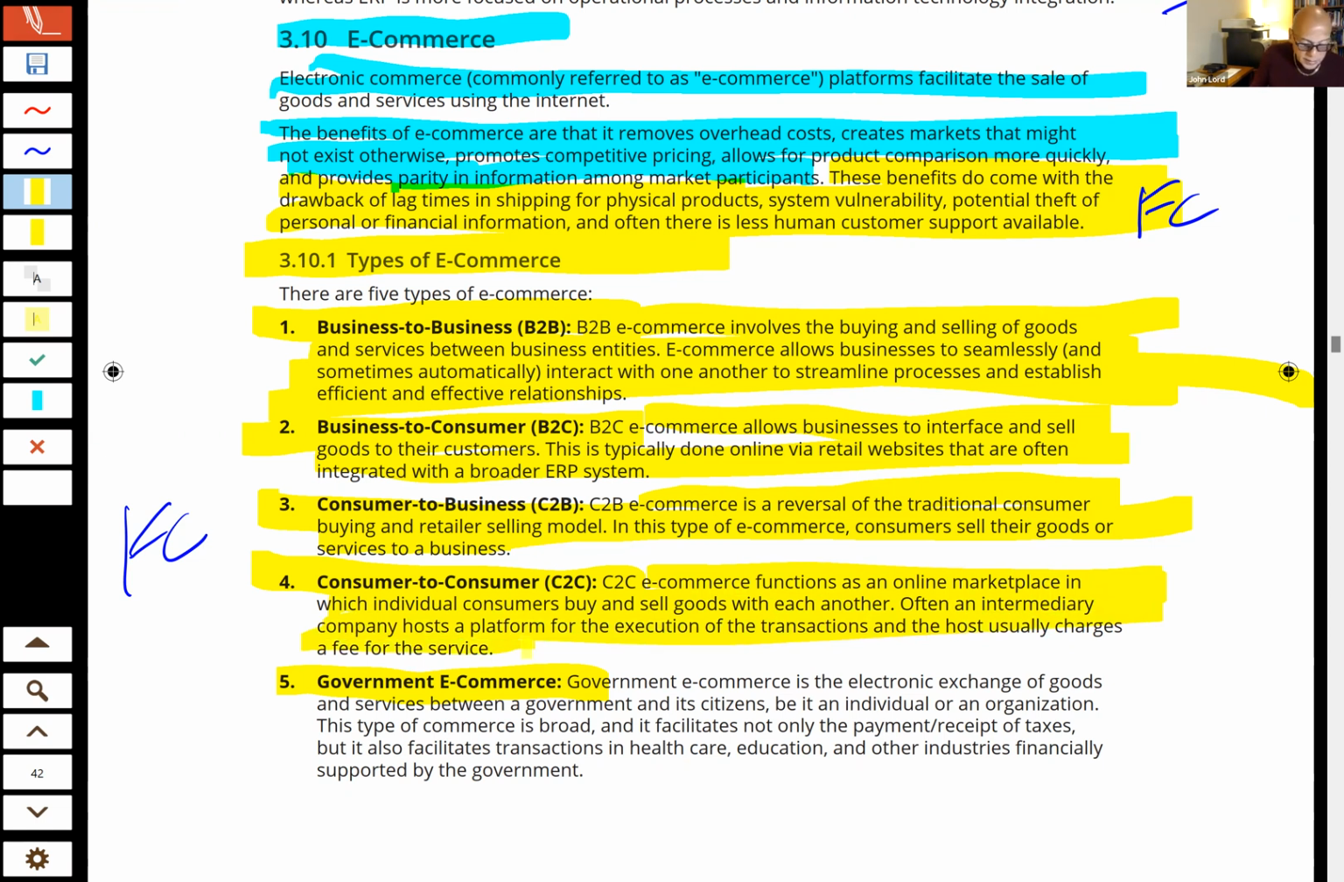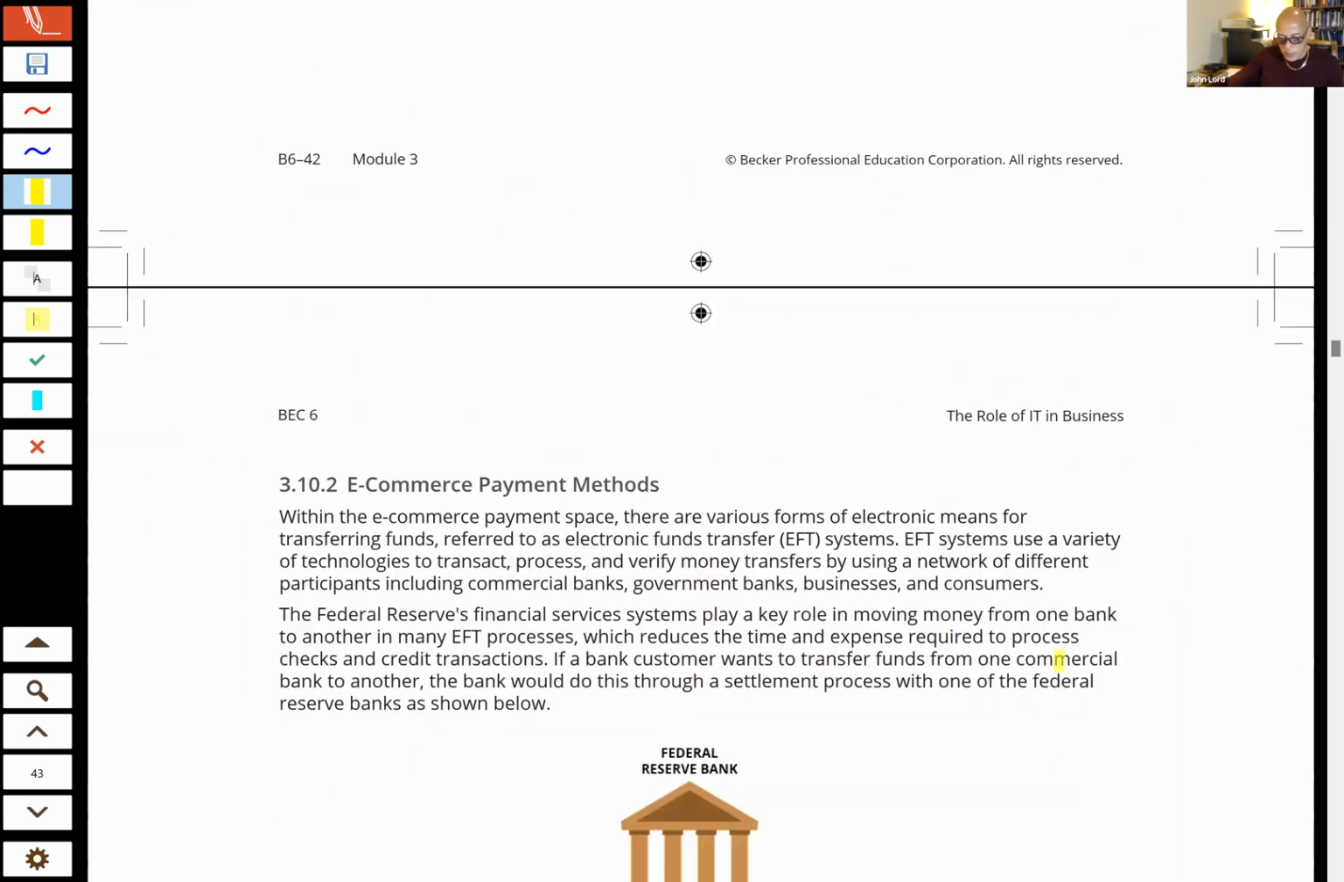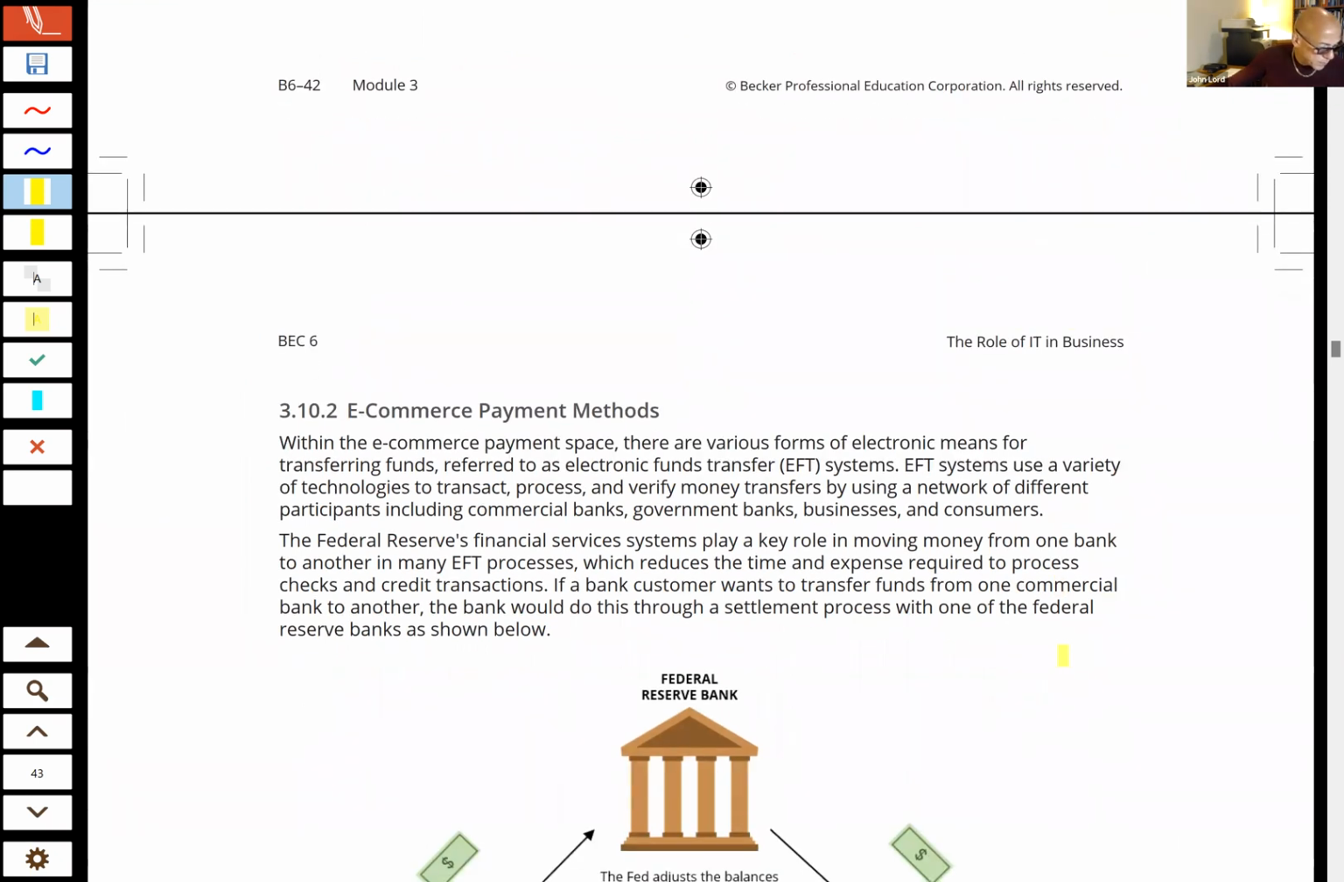And then government obviously is going to be exchange of goods and services between the government and its citizens. There's a lot of things, for example, payment and receipt of taxes, right? I don't know about you, but I file my taxes online. If I have to pay, I pay online, pay my property tax, all that happens these days online. Okay, good. Flashcard that. And we come over and we start to talk about e-commerce payment methods, okay?